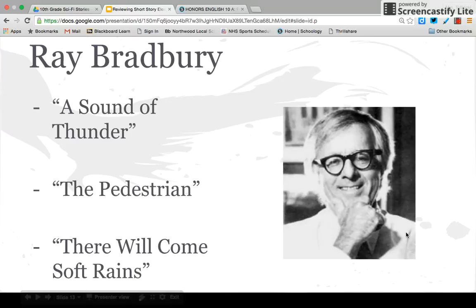Now, this right here, this author is Ray Bradbury. And the reason that I wanted to mention him briefly is because we are going to be reading 3 of his short stories. A Sound of Thunder is the first one that we will read by Ray Bradbury. We're also going to be reading The Pedestrian and There Will Come Soft Rains.